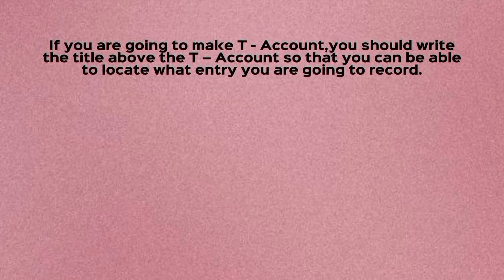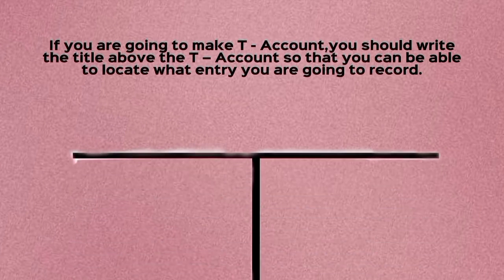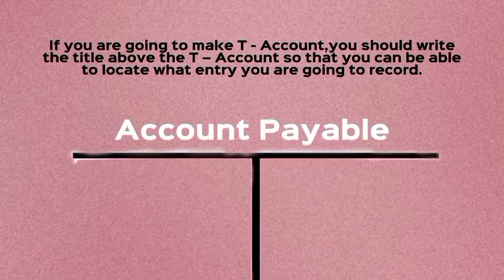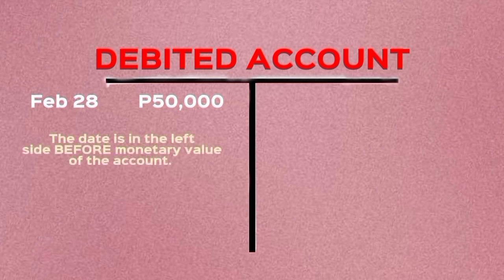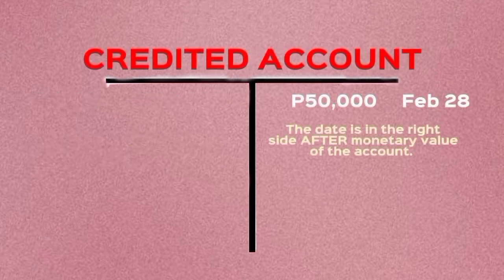If you're going to make a T account, first, you should write the title above the T account so that you can locate what entry you're going to record. In recording, write the date of the transaction on the left side if it's on the debit, before the money value of the transaction, and on the right side, after the money of the transaction, if it's on the credit.